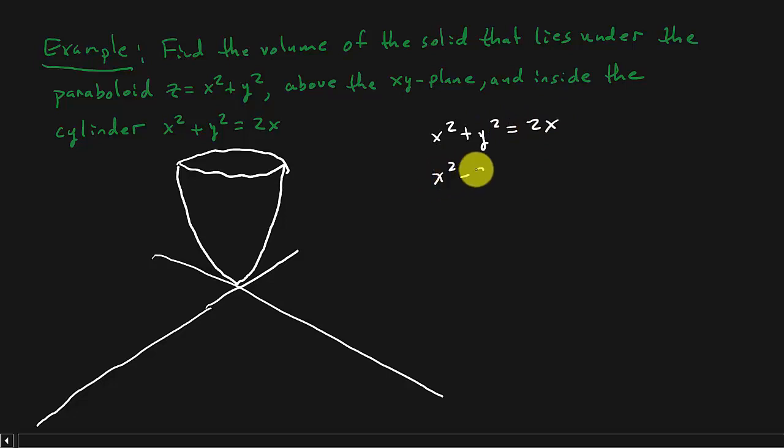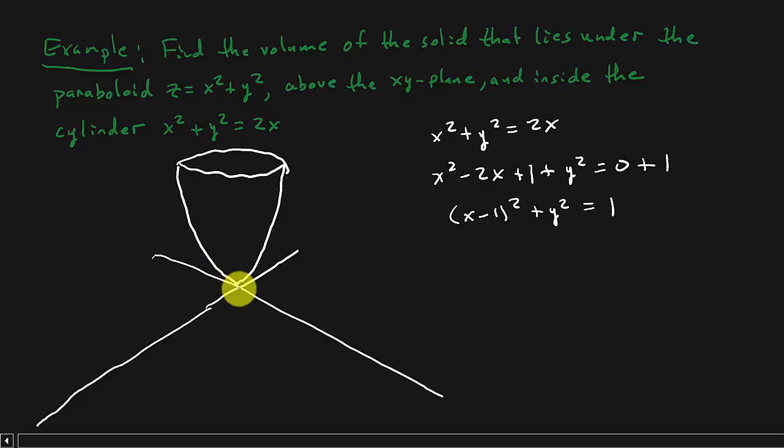equals 2x. So that's x squared minus 2x plus y squared equals 0. And I'm sure you have an idea what we're going to do. We're going to complete the square. So half the 2 and square it, that's 1. So we've got to add that over here. So that's x minus 1 squared plus y squared equals 1. All right. And so the center is going to be out here at 1, 0, and the radius is 1.